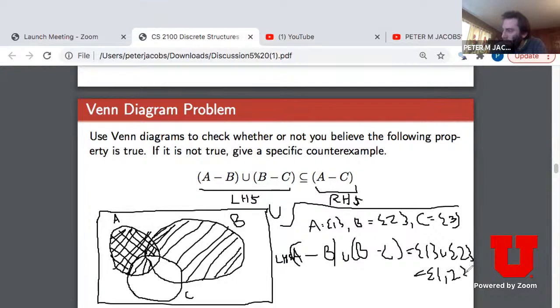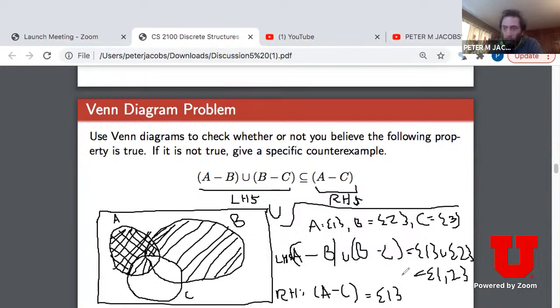And then A without C, that's the right-hand side. So that's 1 without 3, so that's just going to be 1. So what we have is that the left-hand side contains 2, and the right-hand side does not. So that's our counterexample.